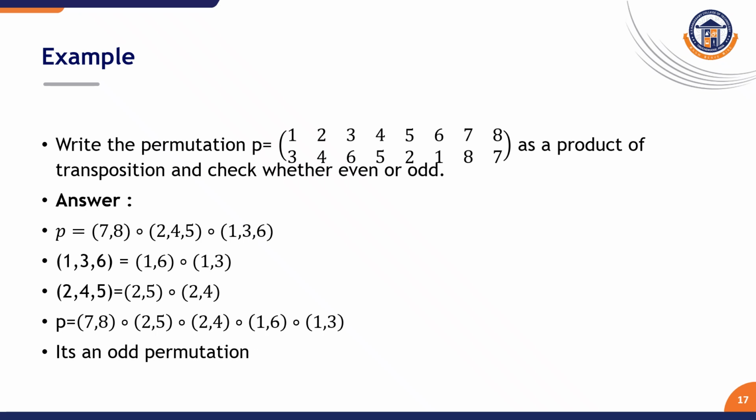Now this (1 3 6) can be written as a product of transpositions as (1 6) composition (1 3). Similarly (2 4 5) can be written as (2 5) composition (2 4). So P can be written as the composition of all the 3 transpositions, which will give us an odd permutation.